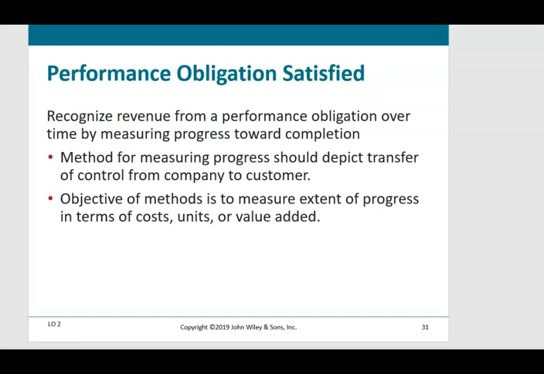We recognize revenue from a performance obligation over time by measuring the progress towards completion. We should try to allocate the revenue recognition as the transfer of control changes from the company to the customer. And sometimes it's measured in terms of progress of the cost, the units, or the value added.